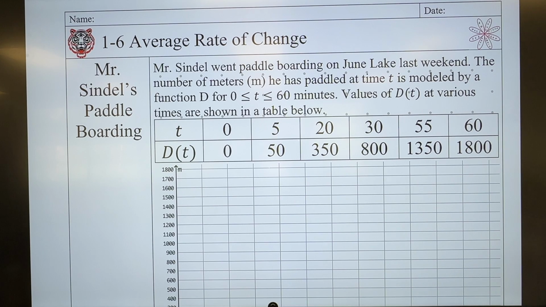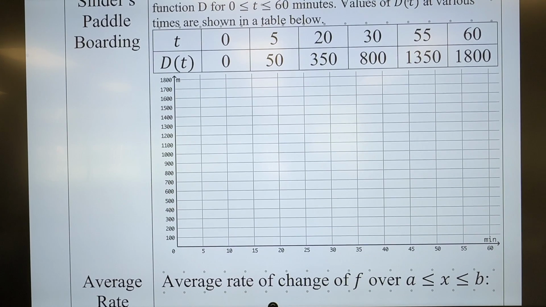Most of the time in AP Calculus, they will be giving you a table when they're asking for an average rate of change. In order to demonstrate what's going on here graphically, I would like you to plot these points. So spend a few minutes right now plotting these points on our graph.